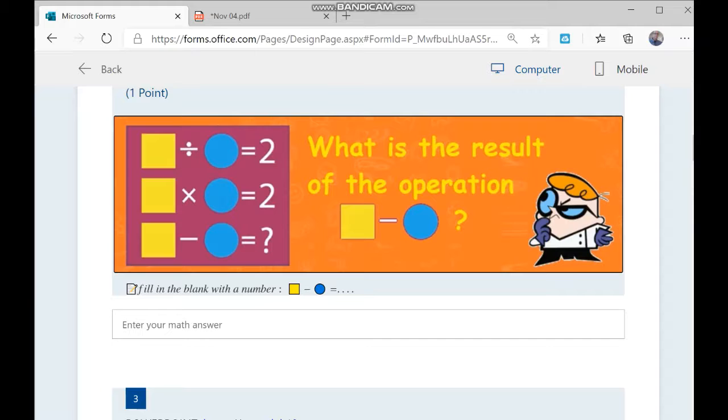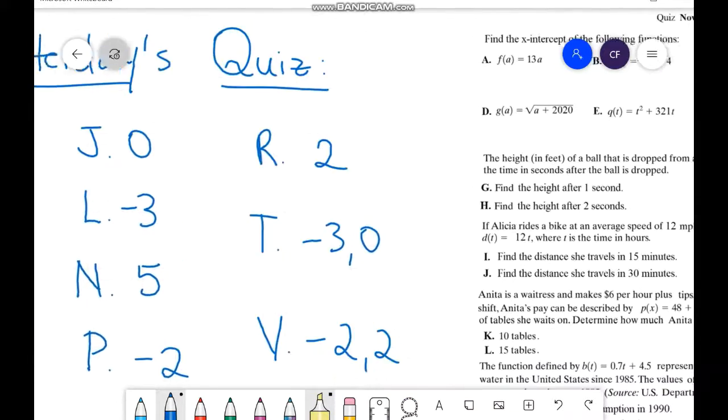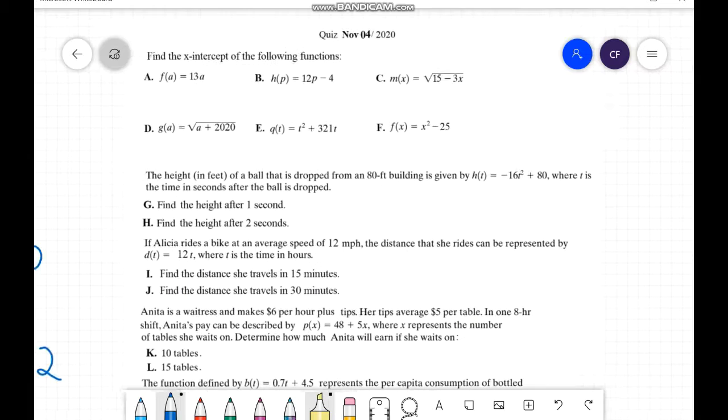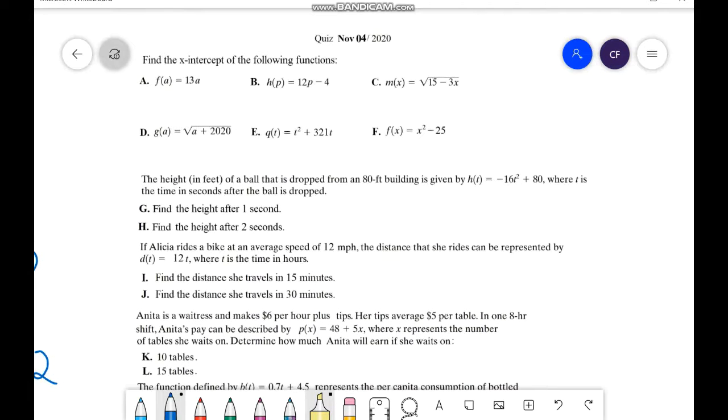All right, great. I'm happy that you got the right answer. Let's move to the quiz now. This is yesterday's quiz, and this is today's quiz. Let's check what we have for today's quiz. We have 2 parts. First part is a review.